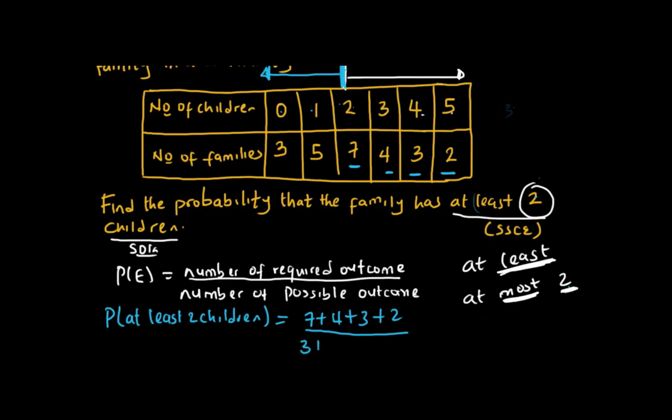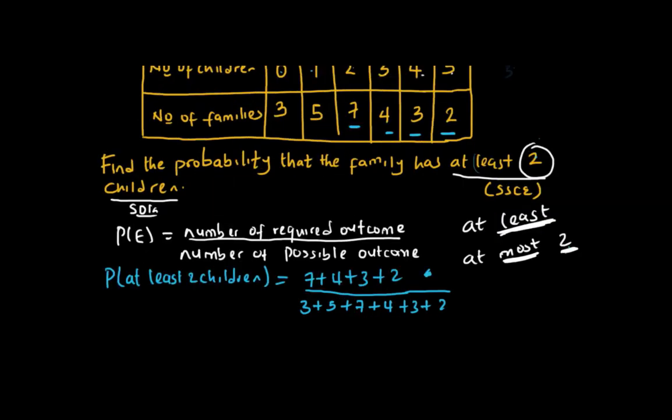So we have 3 plus 5 plus 7 plus 4 plus 3 plus 2. Now can you see that the denominator is usually the total, while the numerator, that is this on top, is usually what we're given in the question. Does that make sense? So we have the probability of at least 2 children.